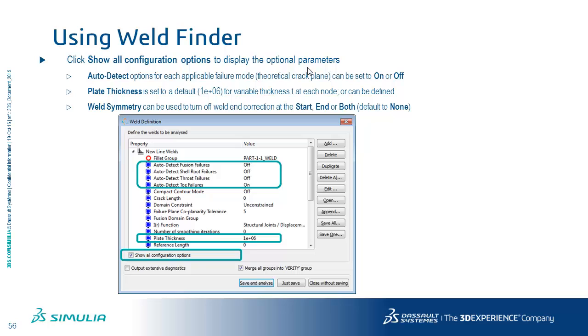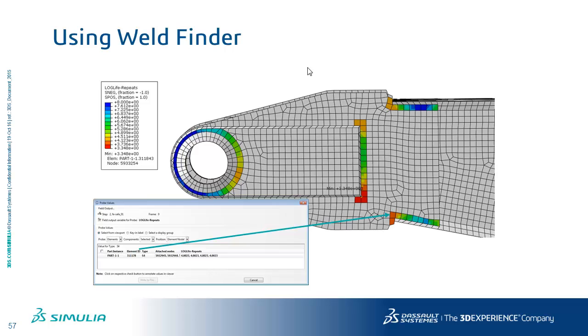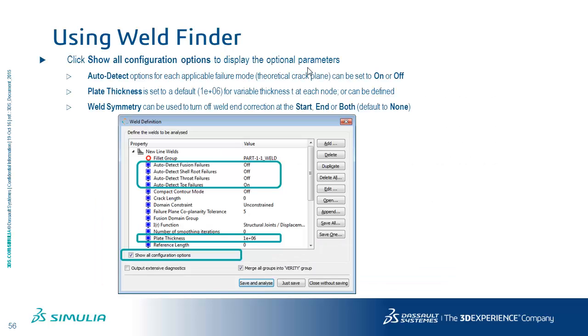Second thing, by default, the code will try to detect the thickness of the welded plate automatically, also considering variable thickness. If that's not what you want, you can specify the thickness of the welded plate manually, and that's the second parameter there. From the top, you can barely see that. And the third one, which did not fit in the screen there, is the weld symmetry.